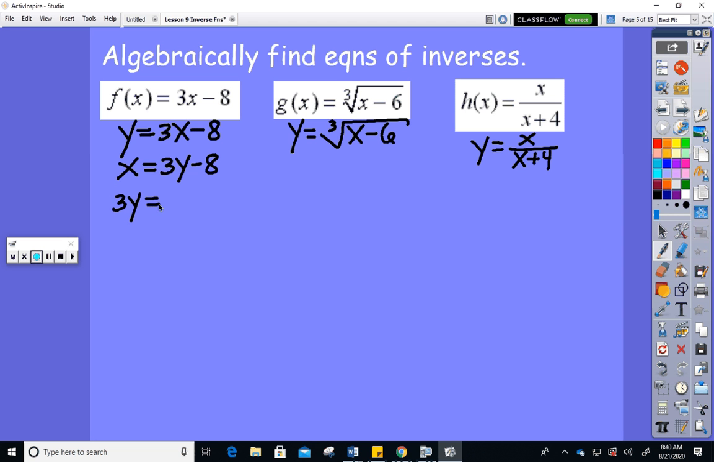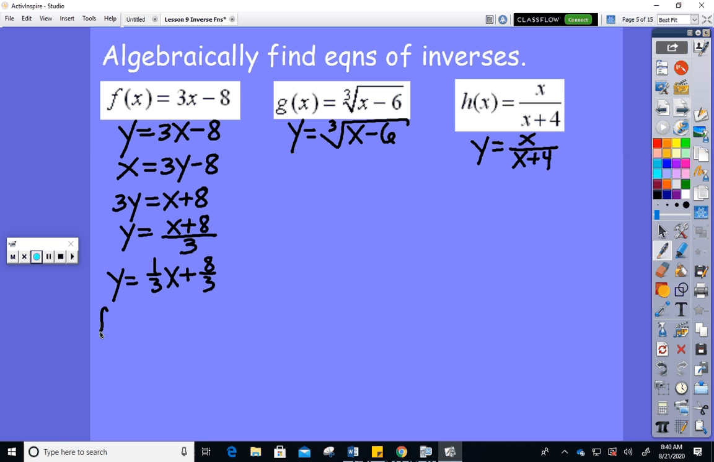So it would be 3y equals x plus 8. When I say y equals x plus 8 all over 3, that's not the way we see that written. We see it written 1/3 x plus 8/3, so that we say that this inverse is just a line. The inverse of f of x, which is linear, is a brand new line.